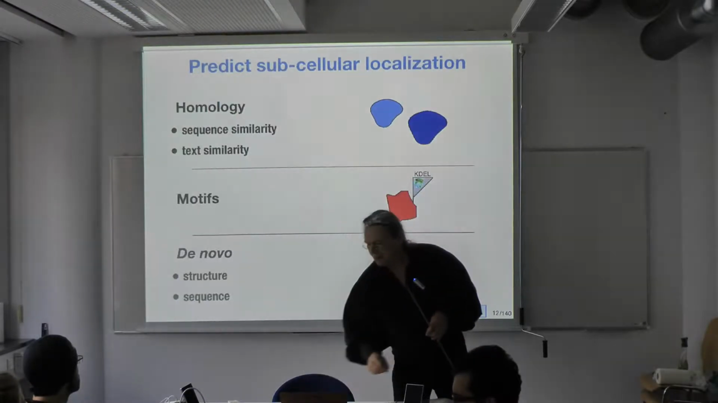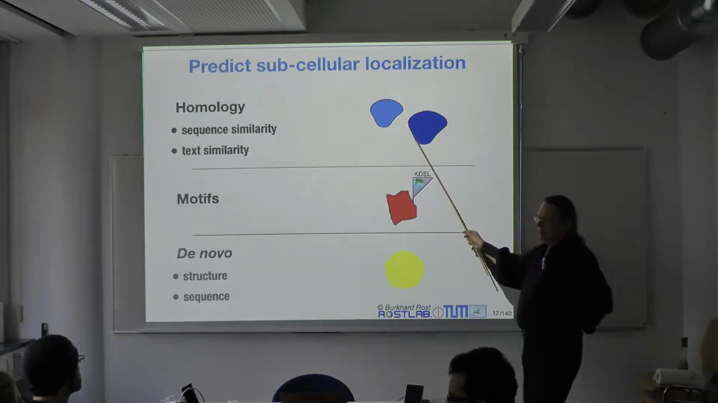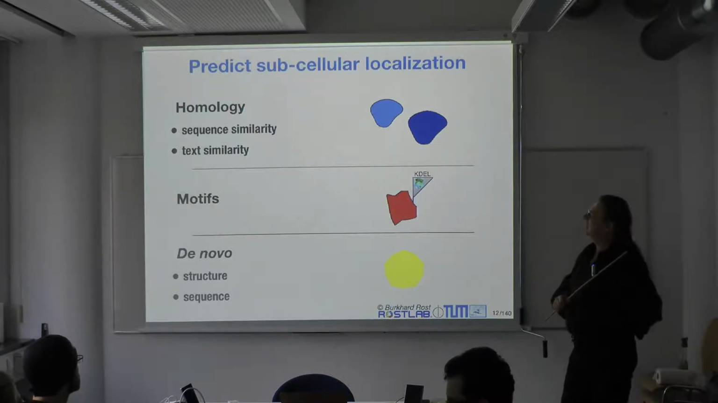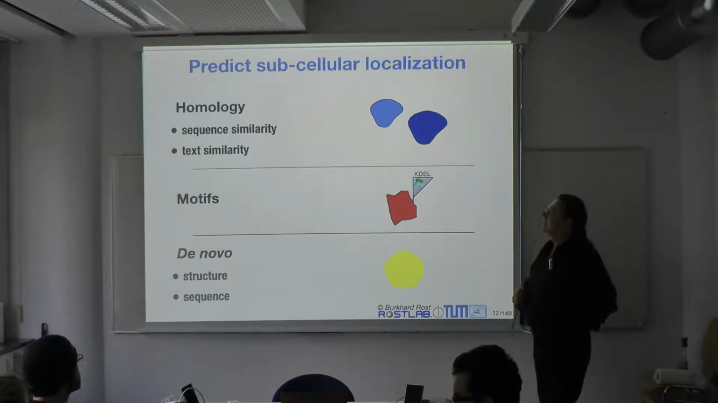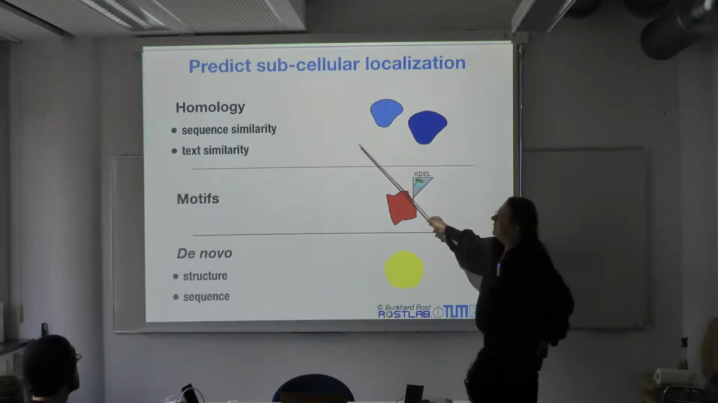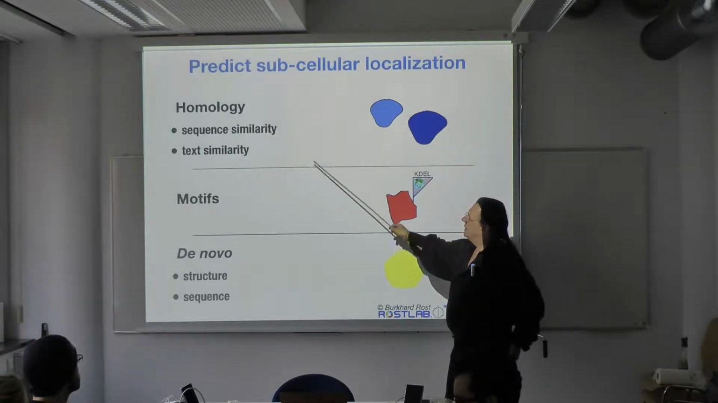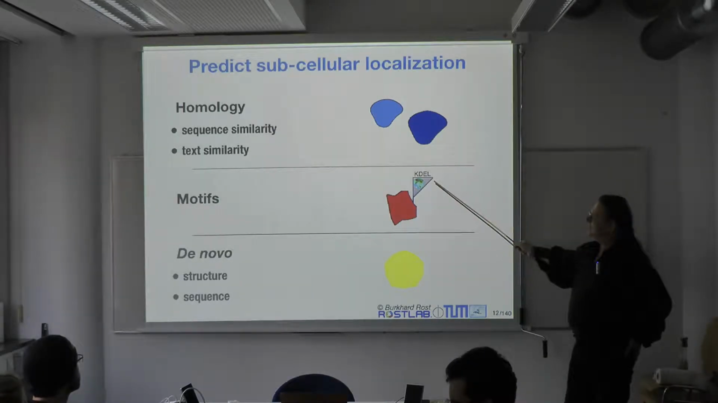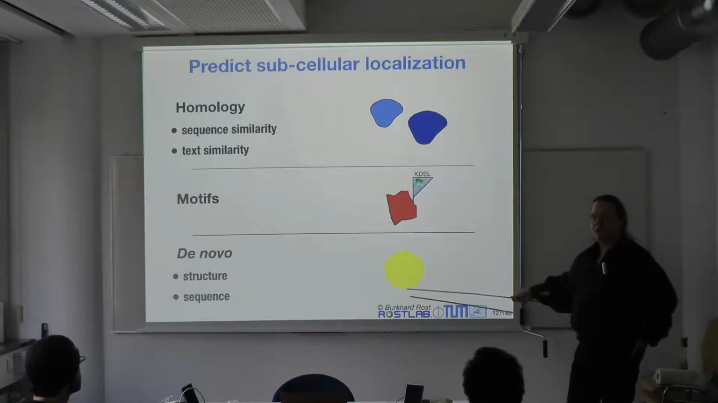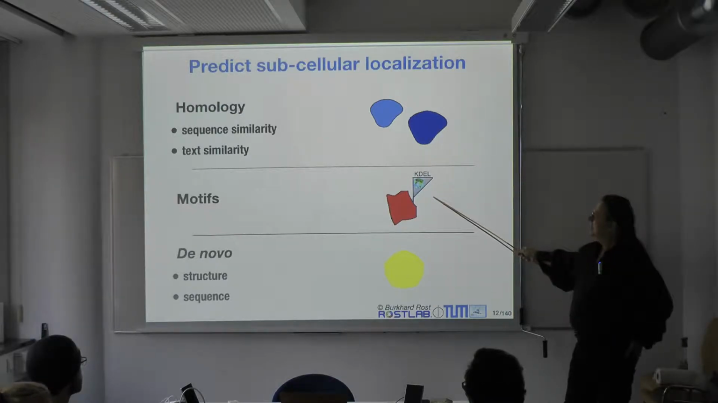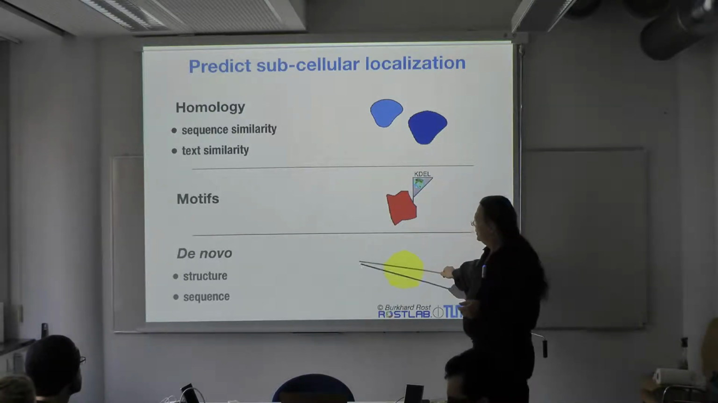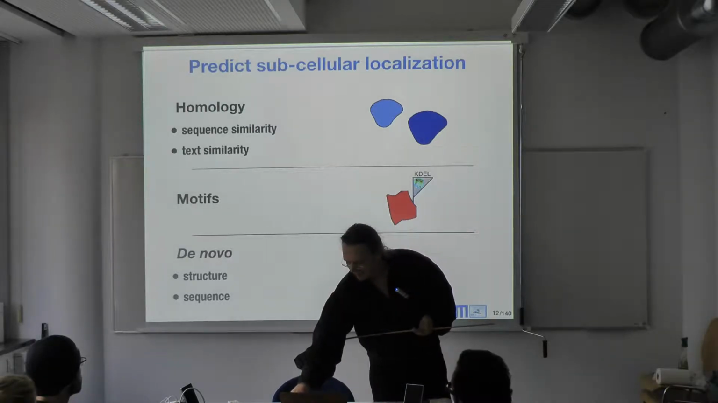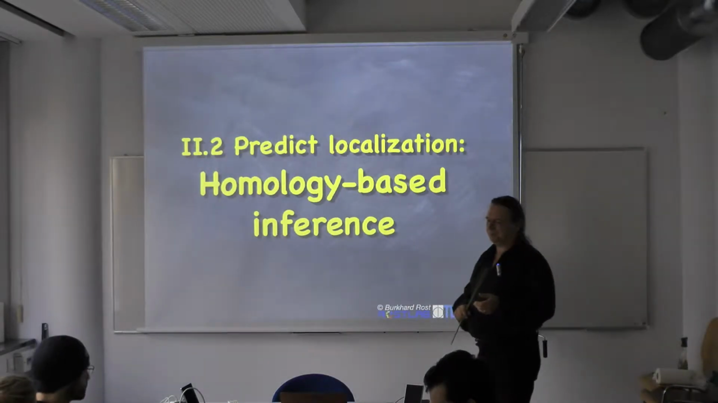If we want to predict it, again, the most common way of doing that, and here I prove myself wrong, I'm going to go back to homology quickly, but most of that I already showed, is by sequence similarity. So we are back to the homology idea. There's text similarity, and I will talk about that today. And then there are motifs, and then there's really de novo prediction. This is as far as I will get today. The de novo prediction I will begin to talk about, and I will continue next week.